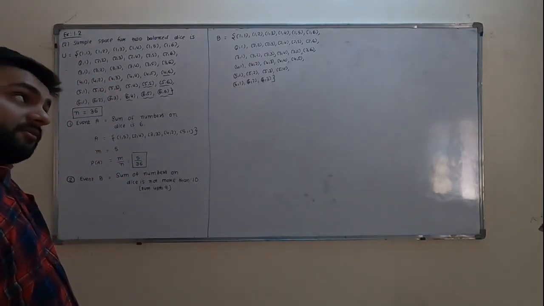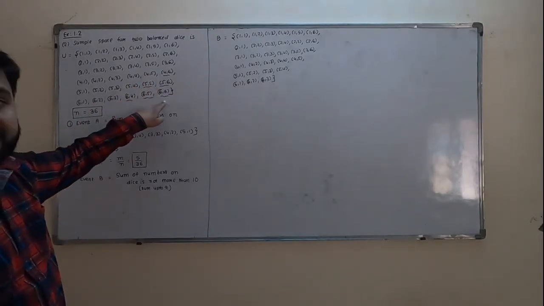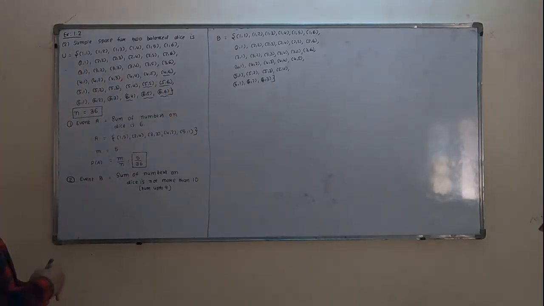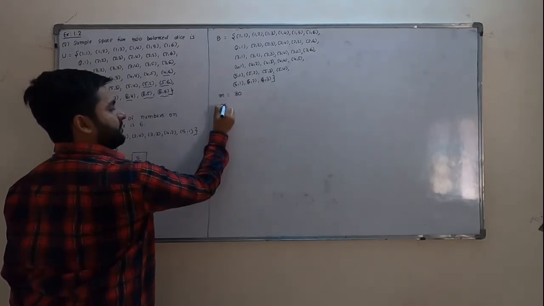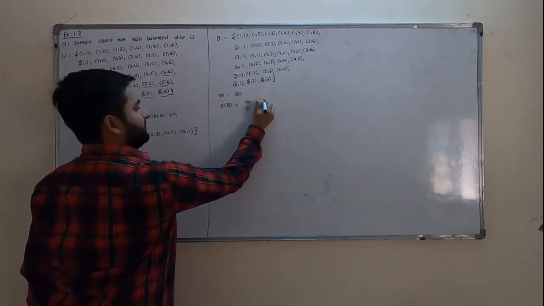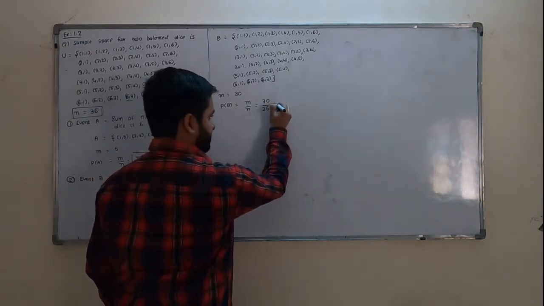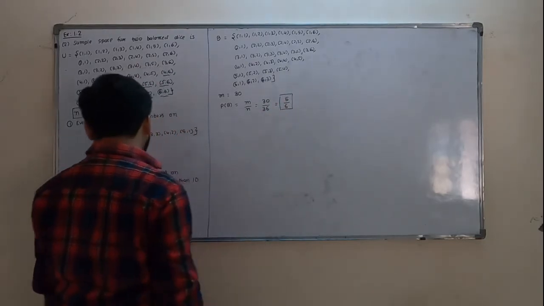So now let's count the elements. 1 2 3 4 5 6. 6 elements are not there, remaining all the 30 elements are there. So m will be equal to 30. Probability of event B, m by n, 30 by 36, let us cut by 6. So 5 by 6 is the correct answer.